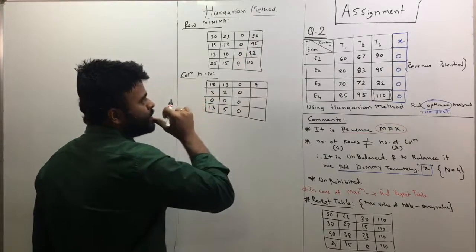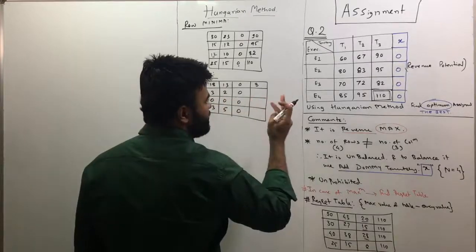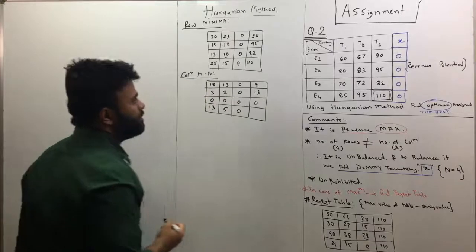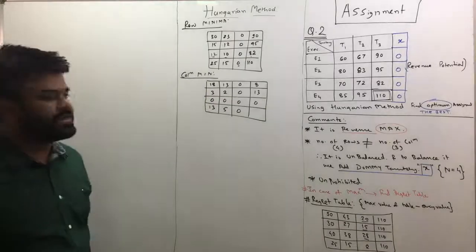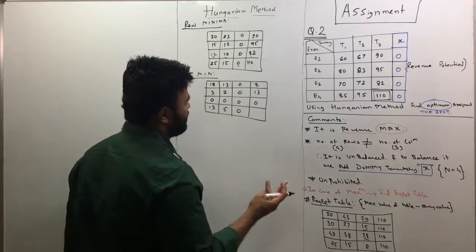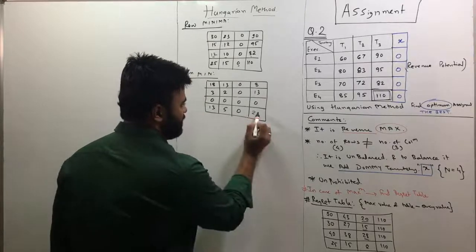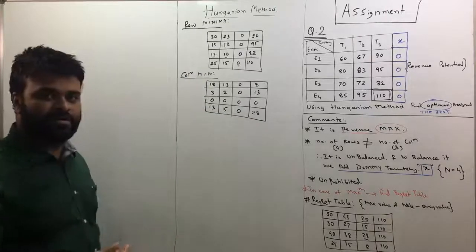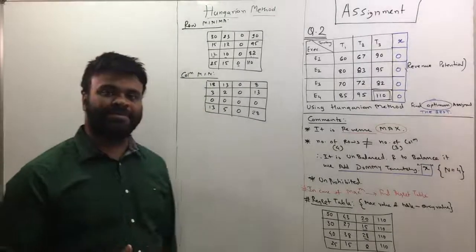95 minus 82 is 13, right? And 0. And 110 minus 82 would be 28. Is that correct? Okay. So once you get the row and column minima done, now it's time to draw lines.